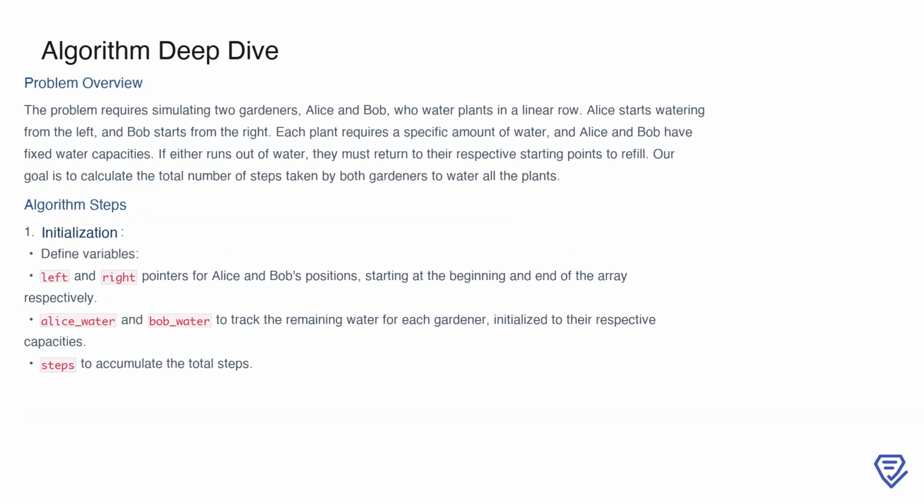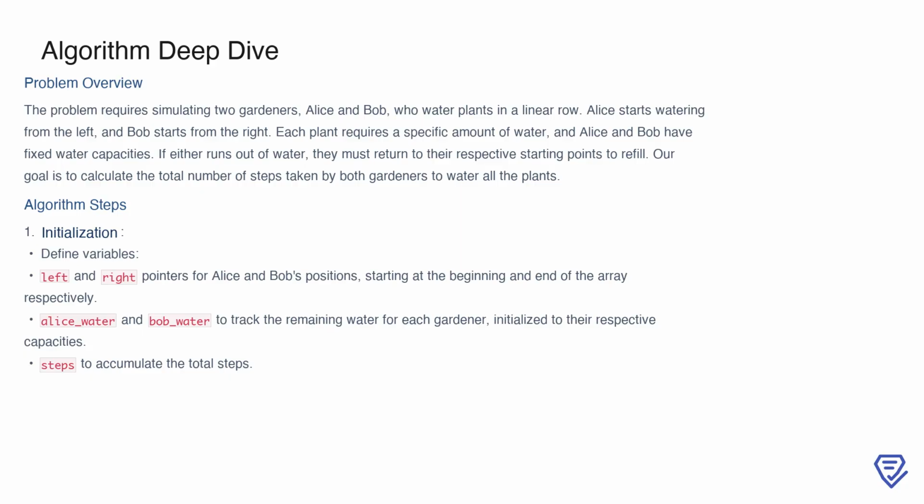To solve this problem, we need to simulate the actions of two gardeners, Alice and Bob, as they water plants arranged in a straight line. Alice starts on the left side, while Bob starts on the right. Each plant has a specific water requirement, and both Alice and Bob carry a limited amount of water. If they run out of water while watering the plants, they need to return to their starting point to refill. Our goal is to calculate the total number of steps taken by both gardeners combined to water all the plants.